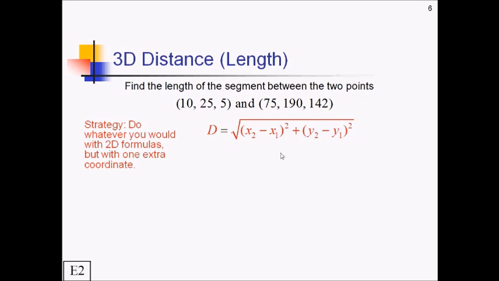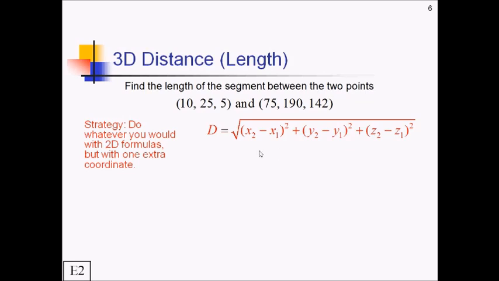So for three-dimensional distance, we're going to keep the square root, but we're going to throw in a z value here as well. So we're doing z2 minus z1 squared. But we're still using the square root, and we're still squaring everything and adding it together. So pause the video and use this formula to figure out how far away you are from Lucky the Leprechaun.